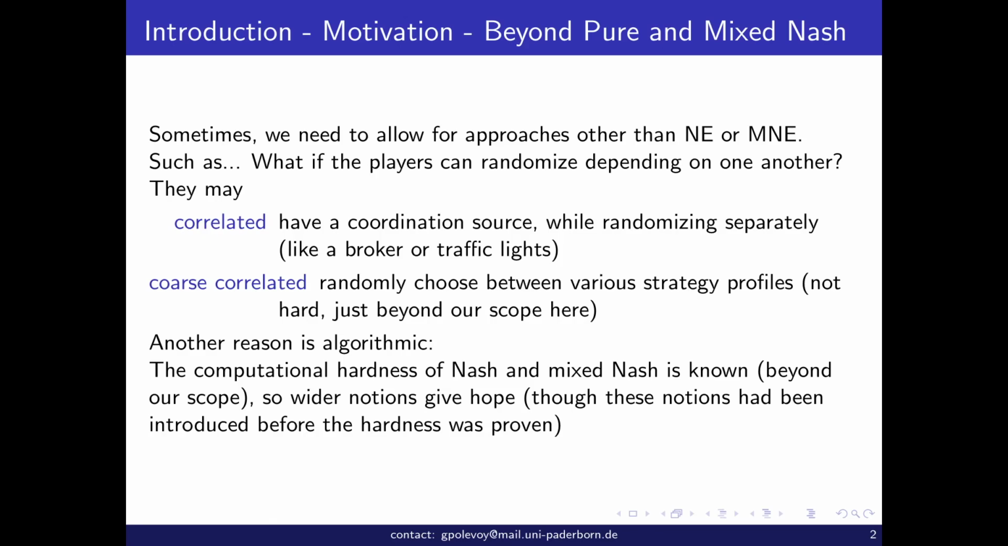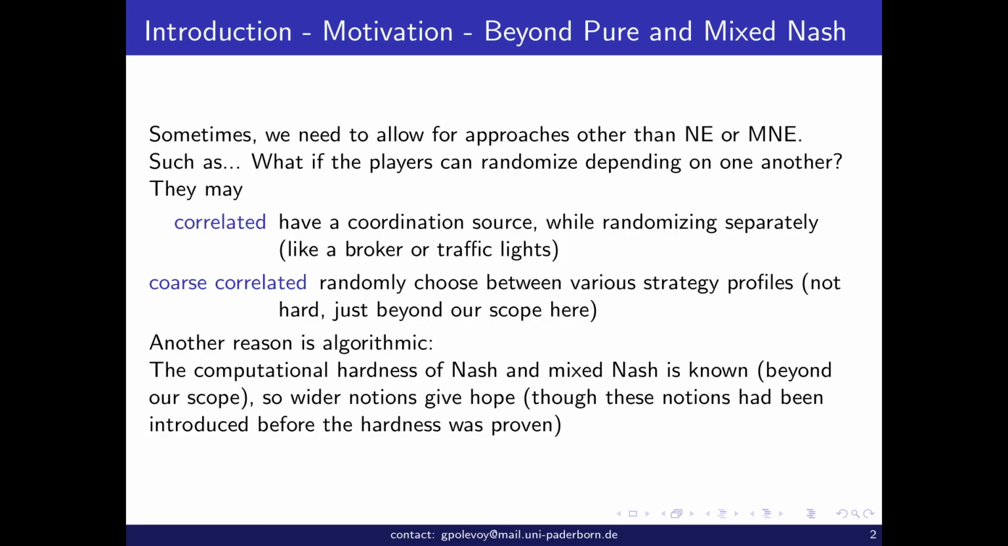So let's say, okay, let us together toss a coin. For example, we can have this coin called traffic lights. And then we see if the traffic lights say that I move, then I move. Otherwise, they say that you move. Of course, in reality, that's not random. That's something else. But that's the idea. So they can randomize in a correlated way, having a source of coordination. Now, each is still going to randomize separately, but they have some sort of coordination. Like a broker, such as traffic lights is in a way a kind of broker.